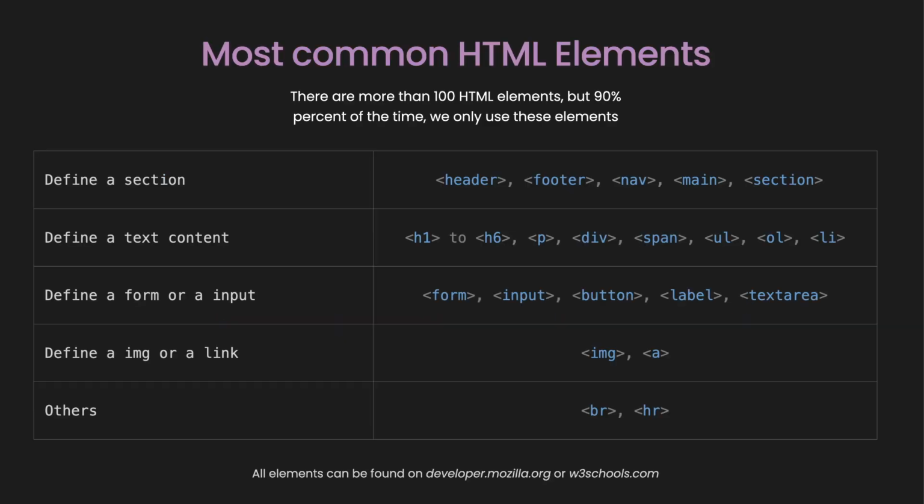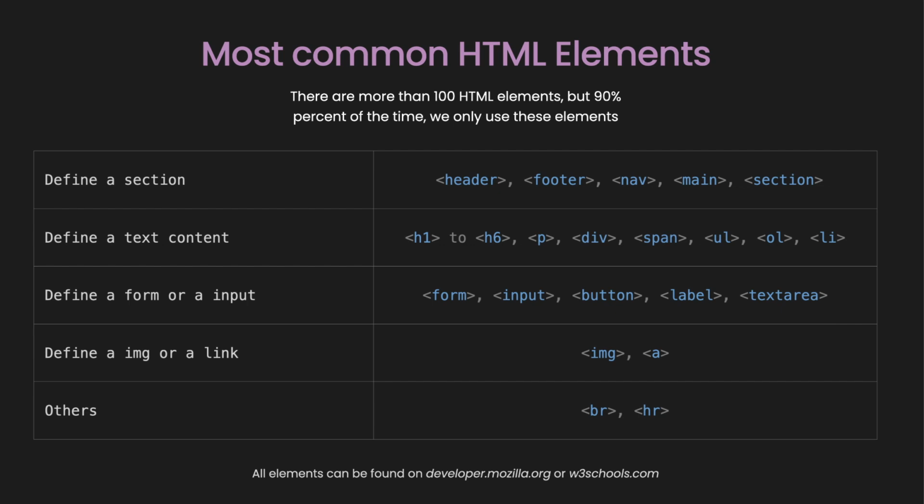There are in total more than 100 elements, but 90% of the time, you will only need around 20 most common elements, and I have put them into 6 groups. The first group is define a section. These elements are used to organize the content into different sections. They are usually self-explanatory. For example, header usually represents a group of the introduction and navigation section. Nav represents the section that contains navigation links.